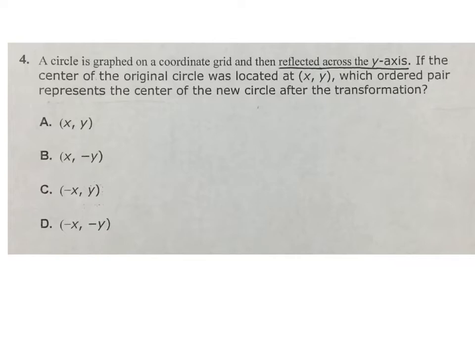Number 4. A circle is graphed on a coordinate grid and then reflected across the y-axis. If the center of the original circle was located at (x, y), which ordered pair represents the center of the new circle after the transformation?